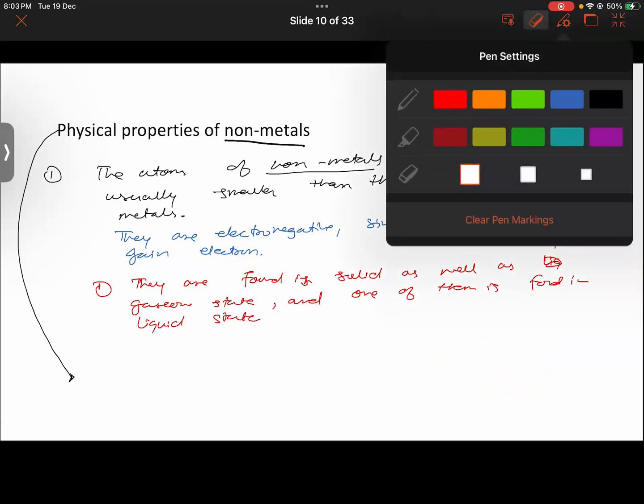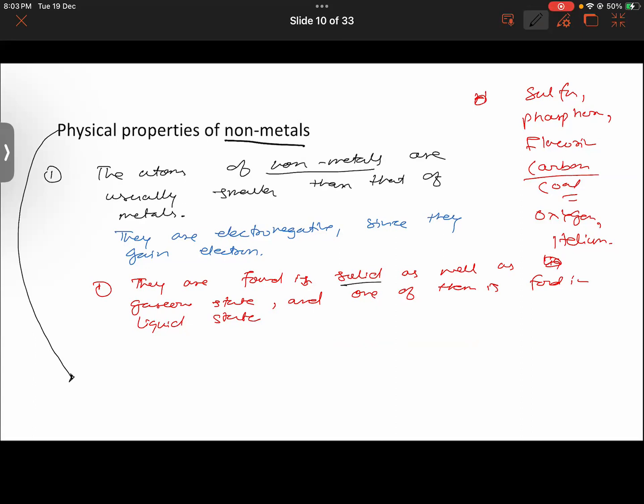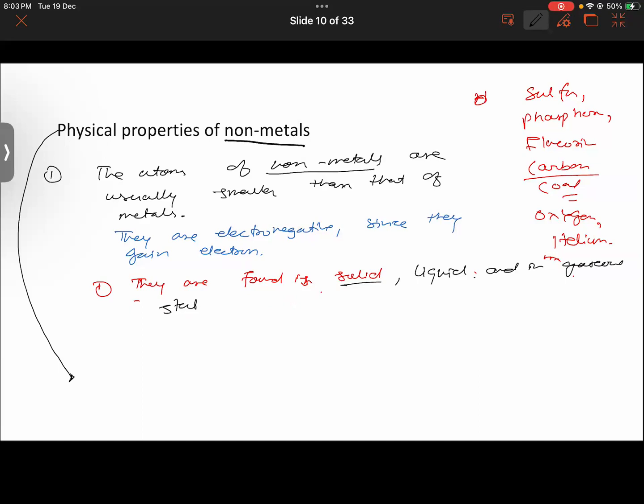So they are found in solid as well as in gaseous state, and there are always exceptions. So thereby we would say that they are found in liquid state also. They are found in solid, liquid, and in gaseous state. Okay. Examples are what? Like coal, oxygen, hydrogen, diamond, carbon, sulfur, phosphorus, bromine. So these are some of the examples of the non-metals.